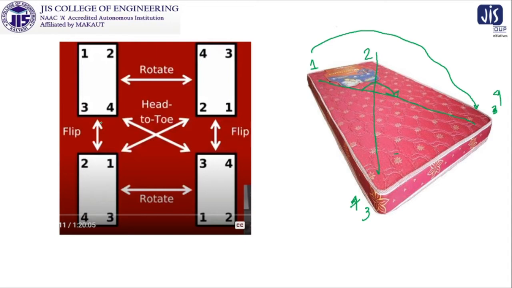What is the meaning of flipping? Flipping means you take this mattress and take the head portion and the leg portion, and the leg portion will automatically go to the head portion, and head to toe, that means this is our head to toe portion. Flipping means you are just reversing, this means you are making this one and this one.